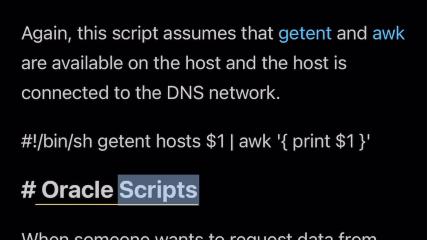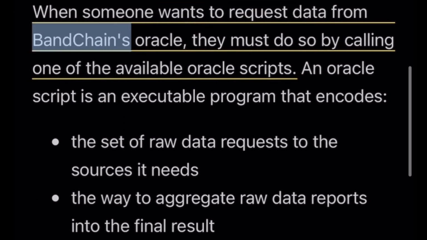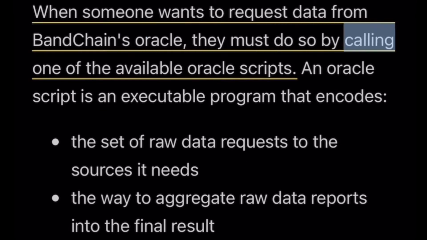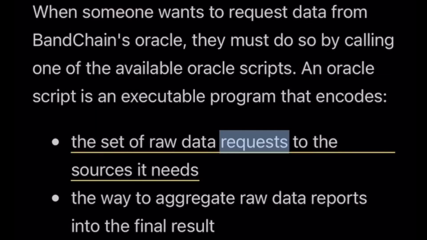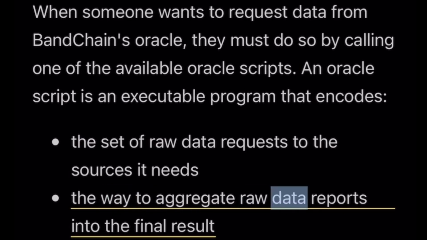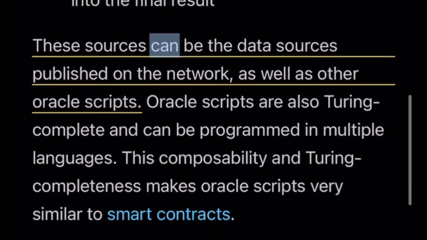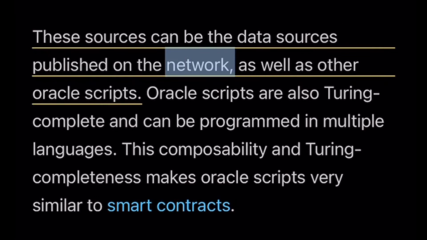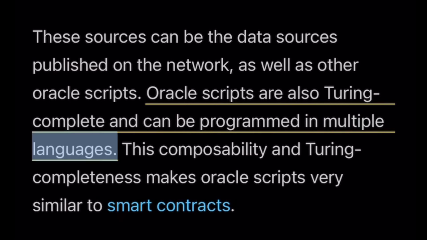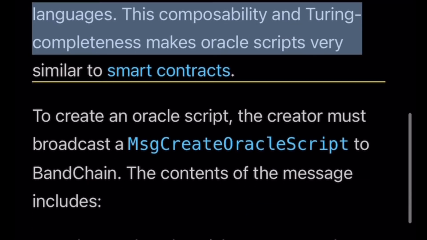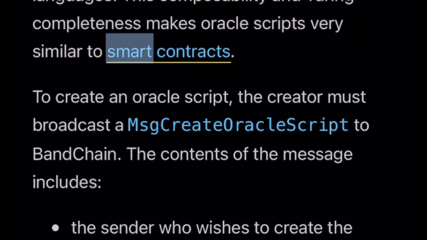Oracle scripts. When someone wants to request data from Band Chain's Oracle, they must do so by calling one of the available Oracle scripts. An Oracle script is an executable program that encodes the set of raw data requests to the sources it needs, and the way to aggregate raw data reports into the final result. These sources can be the data sources published on the network, as well as other Oracle scripts. Oracle scripts are also Turing complete and can be programmed in multiple languages. This composability and Turing completeness make Oracle scripts very similar to smart contracts.